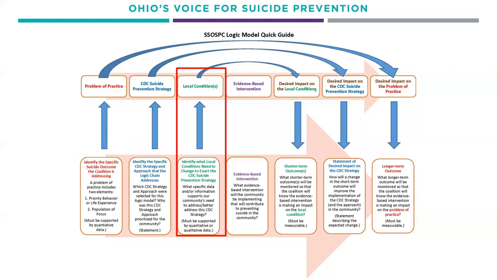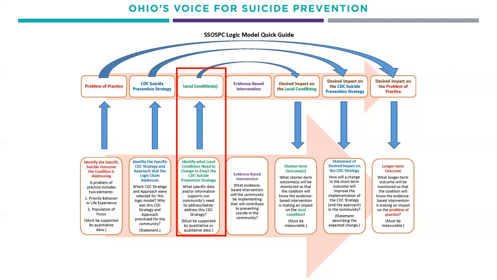Once we have the approach identified, we need to think deeper again. So we ask ourselves, what part of our local conditions need to change in order to drive positive outcomes for suicide prevention? And that's where this data comes in. Once we have a data-based understanding of what the community's needs are, then we can select a strategy that has a high likelihood of moving the needle on our selected problem of practice. And in turn, that data point becomes something we can measure. So it's a short-term outcome, and it supports us in selecting our evidence-based intervention.